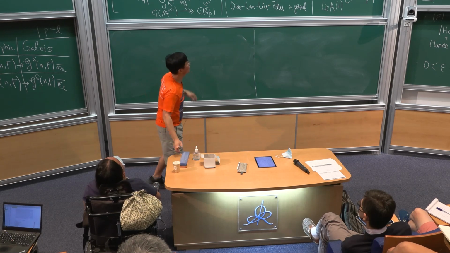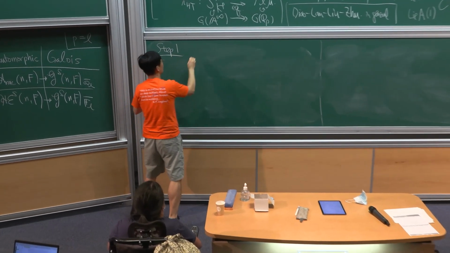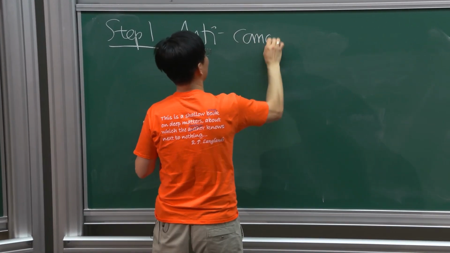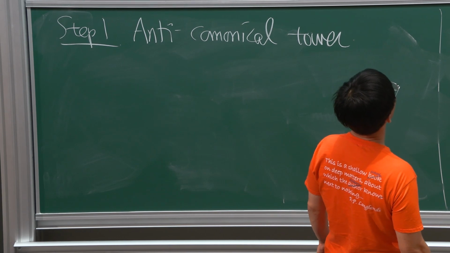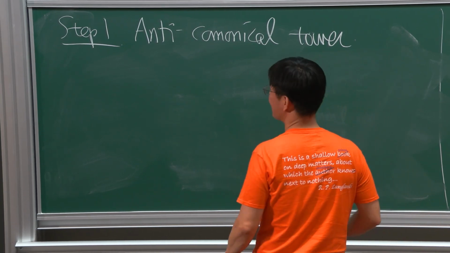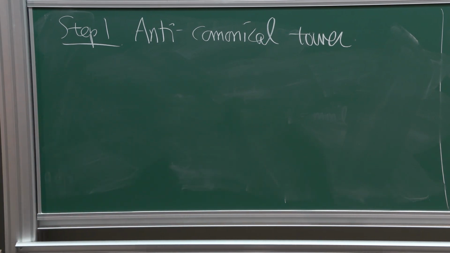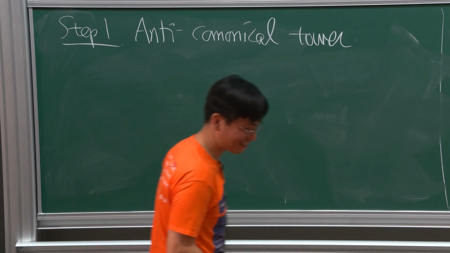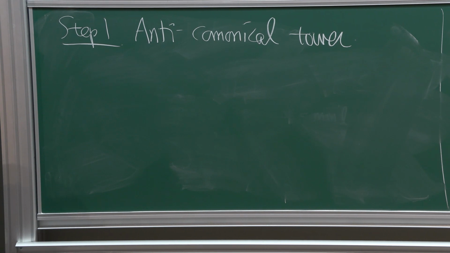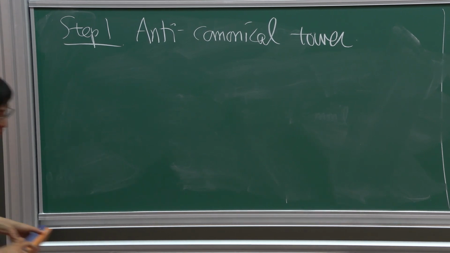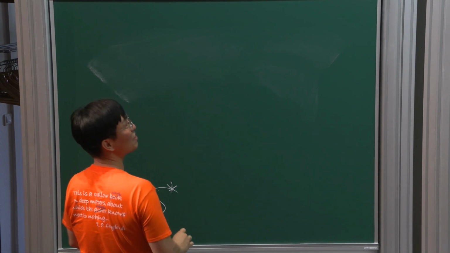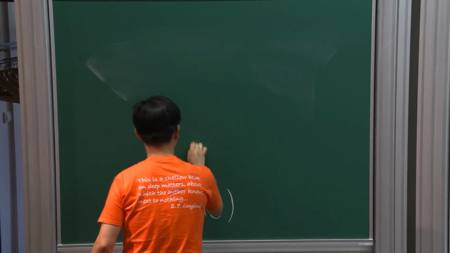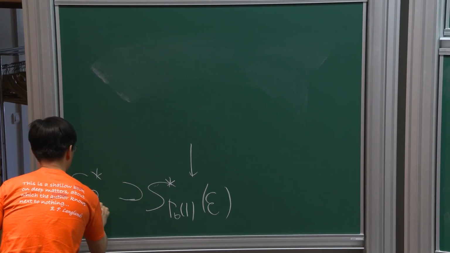Okay, so what do you want? Step one is that I'm now ready to build this anti-canonical tower. Oh, it went far away. I don't know what's the best thing to do. Should I just write it again? Yeah. So let's see. This is a little bit embarrassing, but well. So I have this thing.